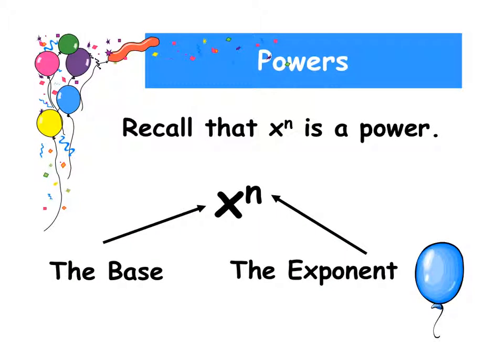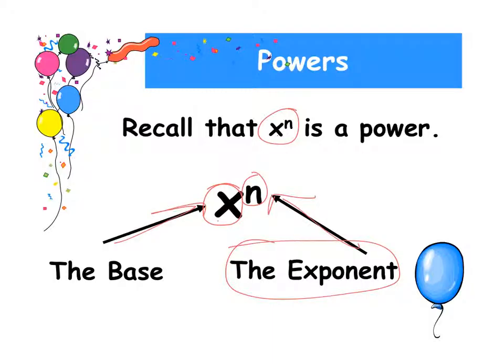Alright, now let's talk about exponents and powers. So x to the n is a power. What you call the big number, the x, is called the base. The little number to its right is called the exponent. So this is my base. This is my exponent.